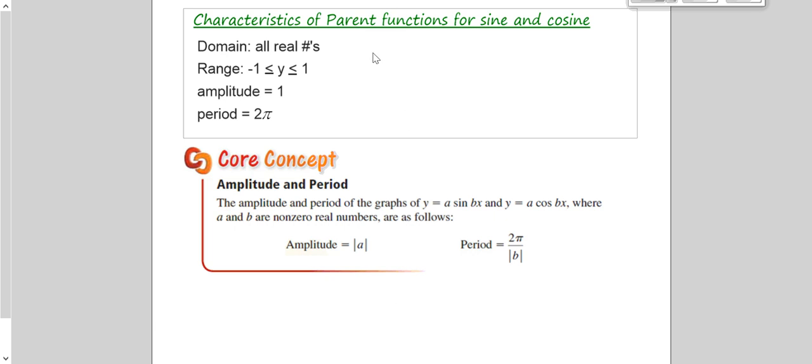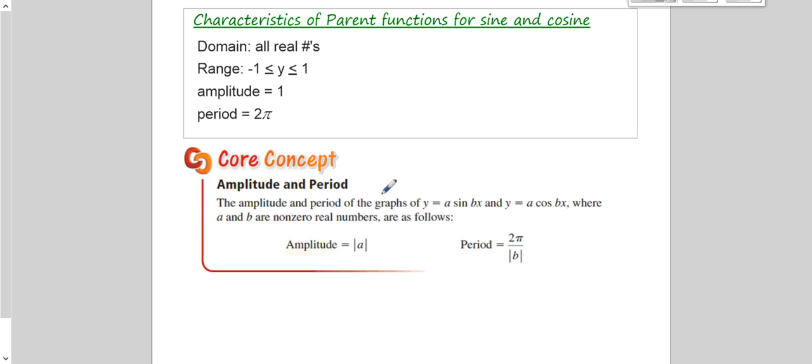All right, characteristics of the parent function for sine and cosine. The domain is all real numbers. The range goes from -1 to +1. The amplitude is 1, and the period is 2 pi. Now, let's start making some transformations.